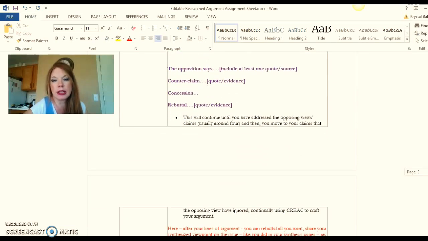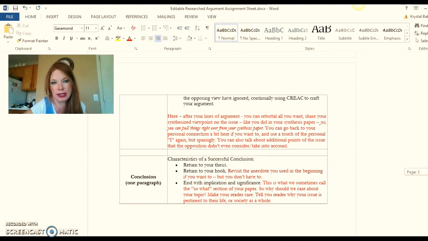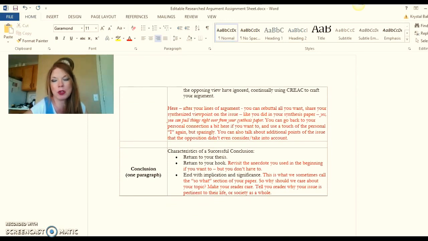All right. After that, at the end of this section, there's one more thing you can do. When you've addressed all the lines of argument, where you have 4 times said, this is what they think, this is what they think, this is what they think, this is what they think, and you've rebutted and counterclaimed all of that, then you have a space here where you can use the rest of your points that you haven't used yet, proving your main claim of the paper. You can get a little bit personal here again. You can use a personal I in this section, but do it sparingly.